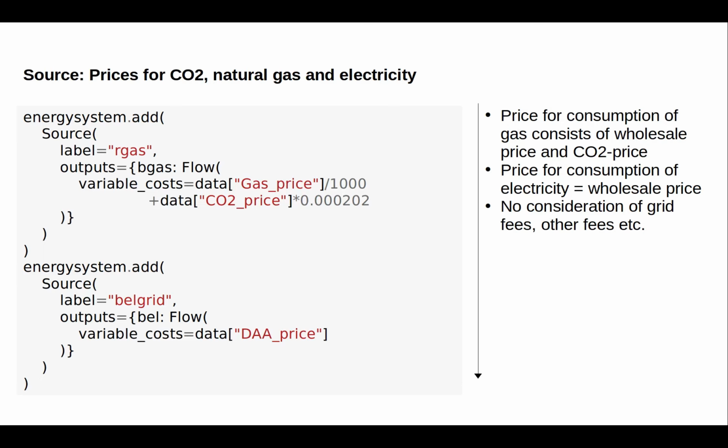In the lower half of the script, you can see how the electricity grid is added, and in this case, it's a source, so we can buy electricity on the day-ahead market from the grid for the costs of the DAA day-ahead market price time series, and this is considered as variable costs here. Again, no consideration of grid fees, other fees, etc., but depending on the location of your system, your country, etc., you can add these quite easily.